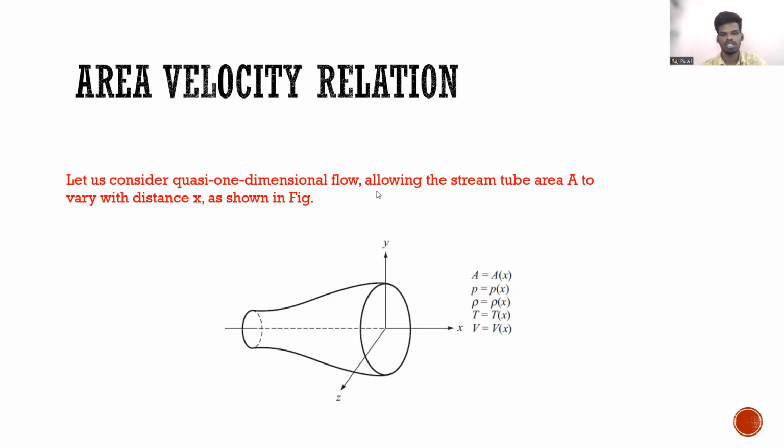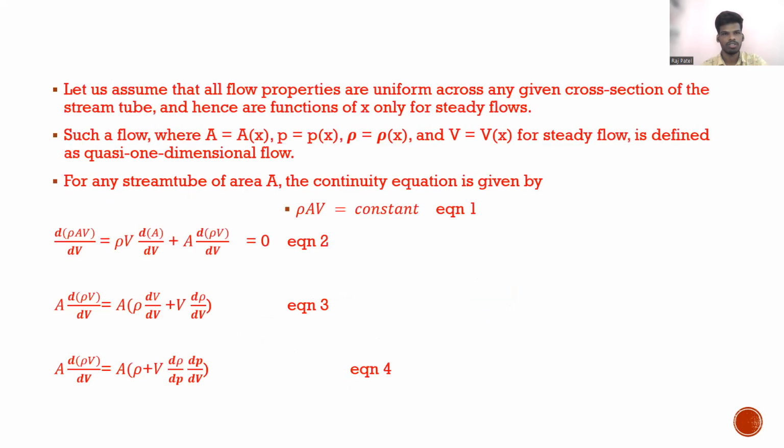Quasi means a small change, and let us assume all properties are uniform across any given cross-section of the stream tube. Hence they are functions of x for steady flow, as we have seen: A equals A of x, rho equals rho of x. Such a flow, where A equals A of x, P equals P of x, rho equals rho of x, and V equals V of x for a steady flow, is defined as a quasi one-dimensional flow.